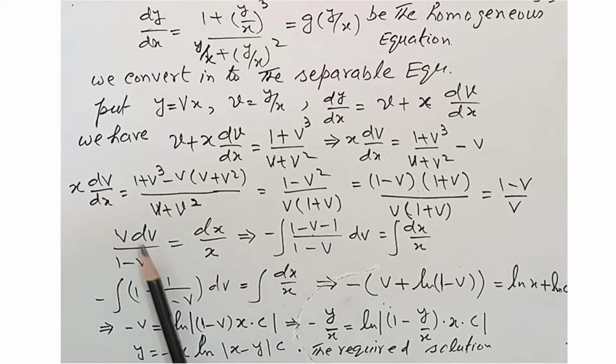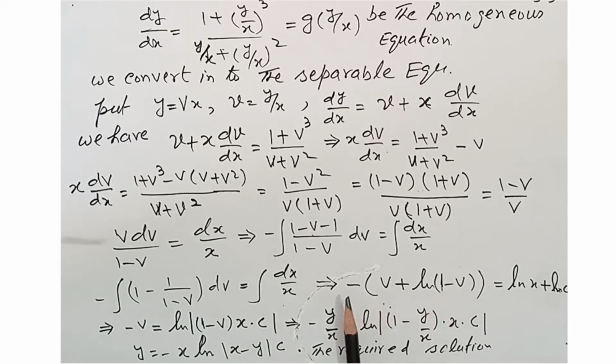So we can write this as minus 1 minus v minus 1 divided by 1 minus v dv equal to integral dx over x. So 1 minus v by 1 minus v becomes 1 minus 1 by 1 minus v. Now integrating both sides, the integral of 1 is v, and for this function the derivative is minus 1. So this is minus v plus log of 1 minus v, and the integral of this is log of x plus log c, the constant of integration.